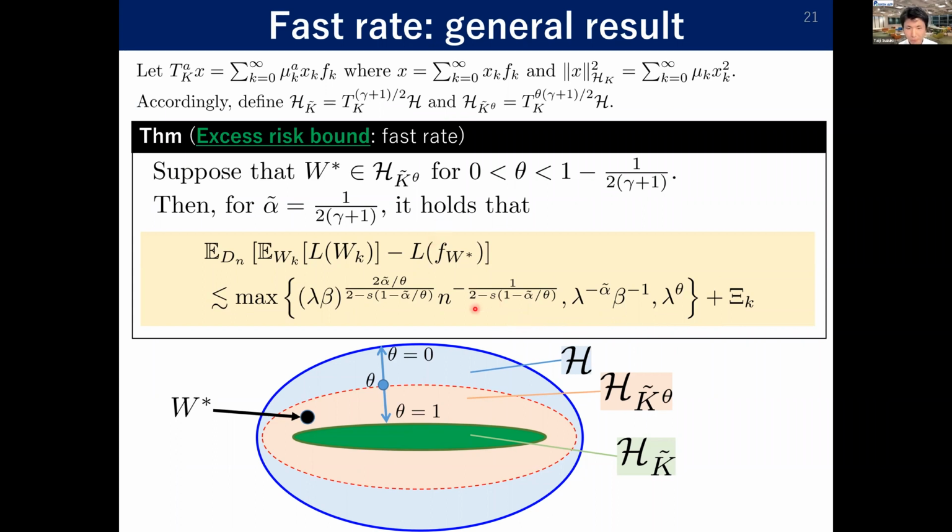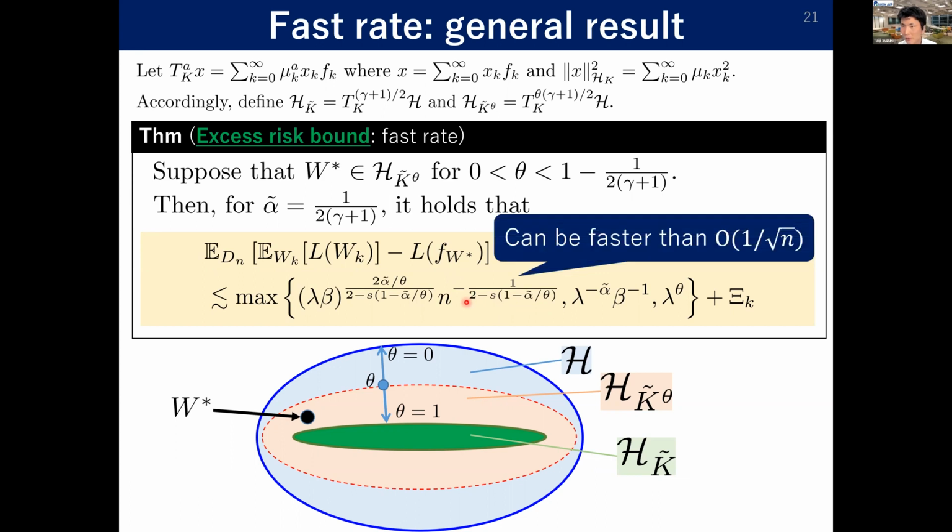Okay. But anyway, the important part is coming here, so please neglect the other part. The excess risk at the k-th step solution is bounded by this quantity, and the important point is here. You see that n to the minus 1 over something is coming here. So this is faster than 1 over square root n. This is called the fast learning rate. And moreover, the learning rate is characterized by three parameters, s, alpha tilde, and theta.